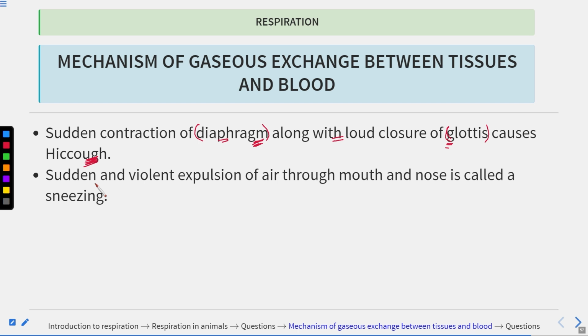Now, sudden and violent expulsion of air through the mouth and nose is known as sneezing. Whenever you encounter some allergen, the body wants to get rid of it, and that's why you sneeze. In case of cough and cold also, you sneeze a lot. So sneezing is the sudden and violent expulsion of air.